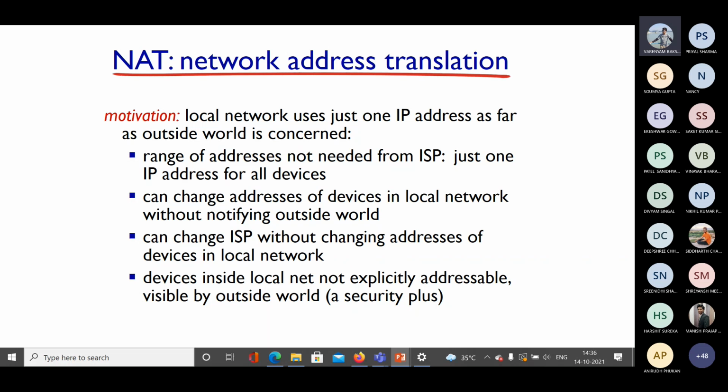Another very big advantage when we use NAT is security. Since the devices which are locally present inside an organization are not explicitly addressable by the outside world, that helps in security a lot. So these are the advantages that we get if we use network address translation.